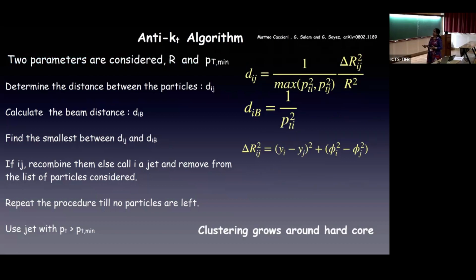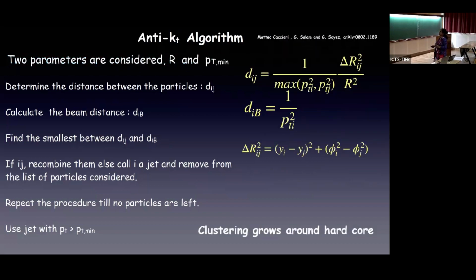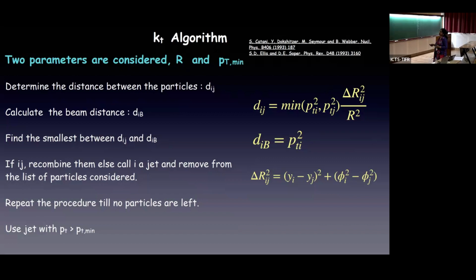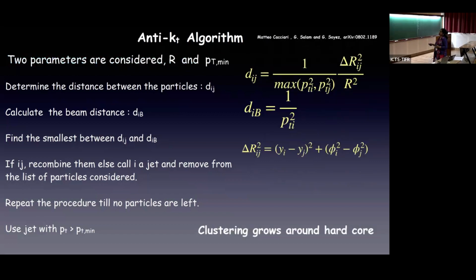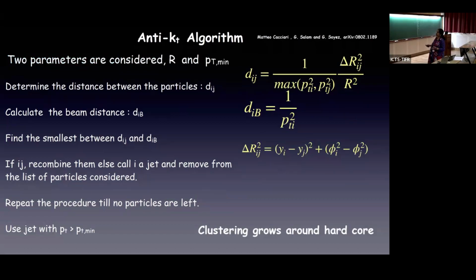The anti-kT algorithm is exactly similar to this algorithm. The only thing is that instead of the minimum of this, you take the maximum of this. That means it first chooses a hard particle to start with. Here, it doesn't see whether it's hard or soft, it just sees the distance between them. But in the anti-kT algorithm, because it is 1 by pT_i squared, it actually chooses the hard particle and then follows exactly the same procedure. So the clustering or recombination grows around the hard core.